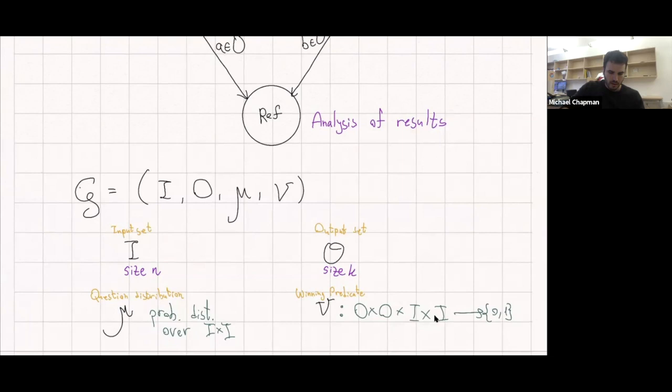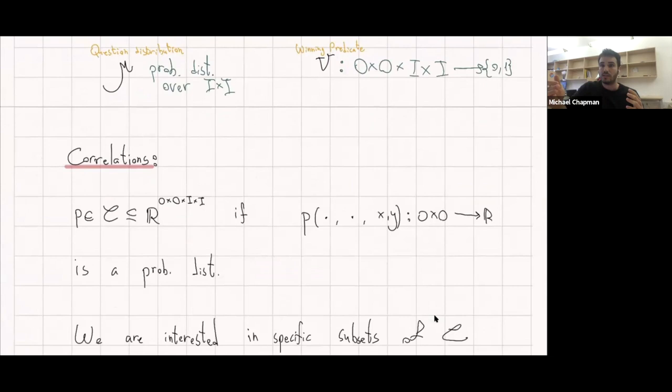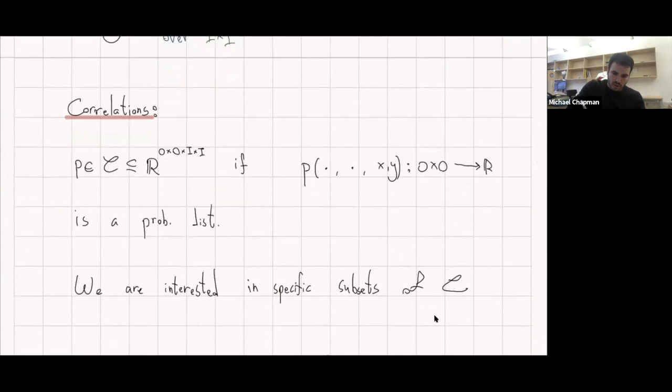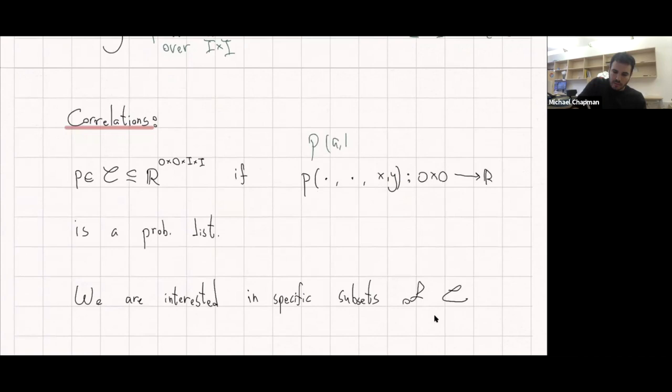Now, I didn't talk at all about the procedure that Alice and Bob conduct. To explain what Alice and Bob are doing, I need to talk about correlations. A correlation is just a function from quadruples of answers and questions into the real numbers, satisfying the following condition: if you fix X and Y and look at the function only from O cross O to R, this is a probability distribution. So we think of P(A, B | X, Y) as a conditional distribution: given that the questions X and Y were sent, what is the probability that Alice and Bob will answer with the answers A and B? Any such function which satisfies that when you fix X and Y this is a probability distribution is called a correlation, because this is the way Alice and Bob can correlate with one another.